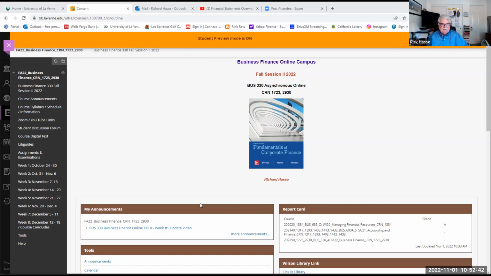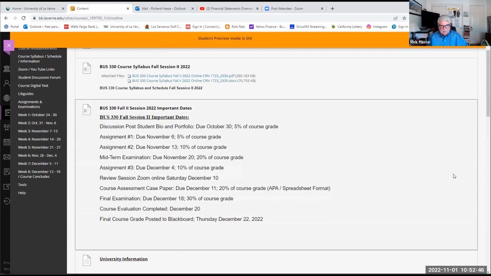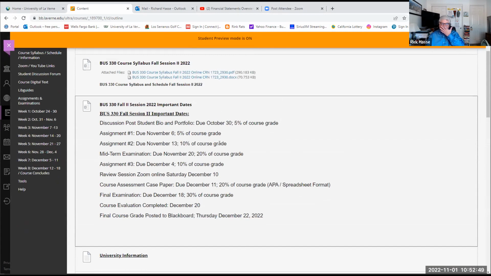And so here's where we stand currently in class. If I go to the course syllabus schedule and information, we now are in assignment 1 due this Sunday, November 6th, which is 5% of your course grade. And then as you can see, the rest of the schedule going forward. But for the short term, you have assignment number 1 to do this week.